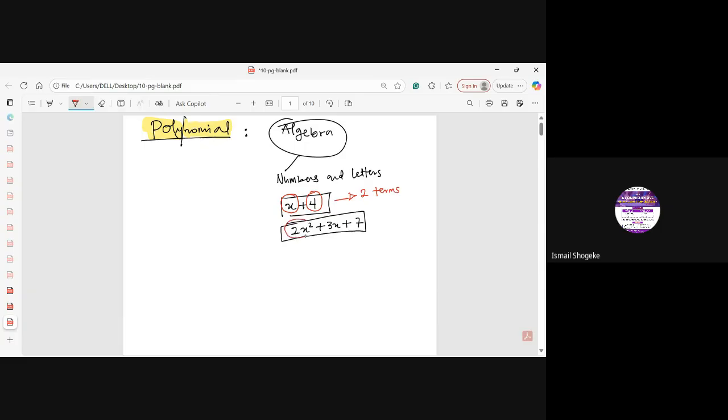This is 2x squared. This is 1 term. This is 3x. This is another term. This is 7. This is another term. So how many terms do we have here? We have 3 terms. Do you get it? So when we say polynomial, it means it has, by default, normally, so many terms. Let's just say like that, so many terms.